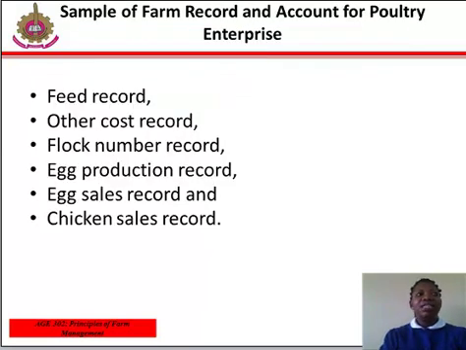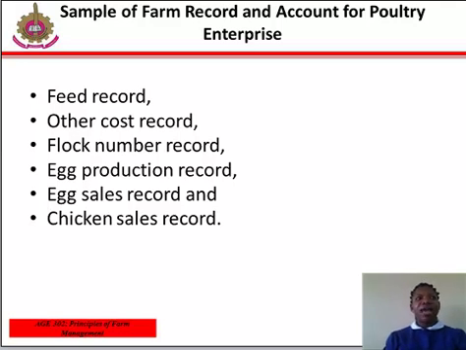The following are the essential records for poultry enterprise. We have feed record, other cost record, flock number record, egg production record, egg sales record, and chicken sales record. Some of the essential items under poultry feed records include the following: dates of purchase, description of feed, weight in kg, price per unit, and total value in naira.